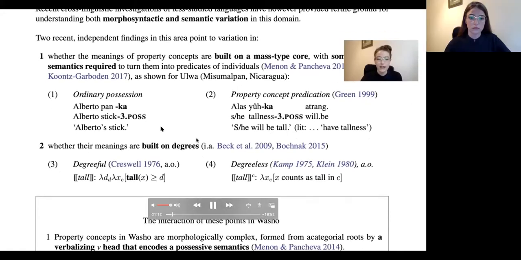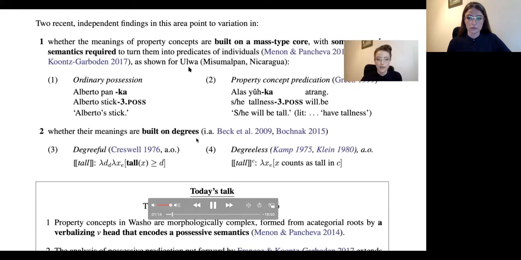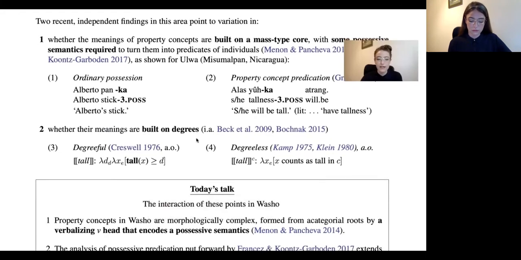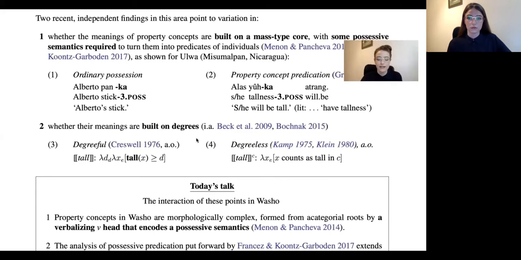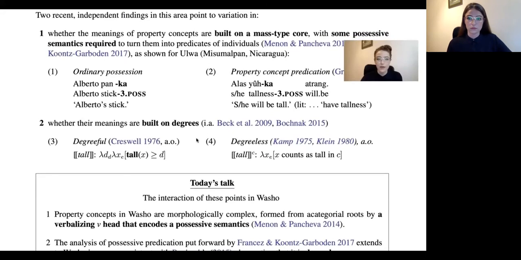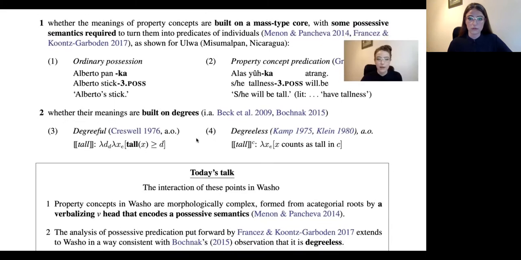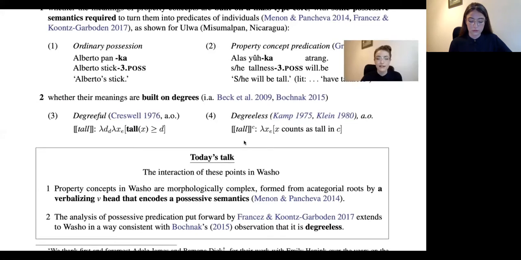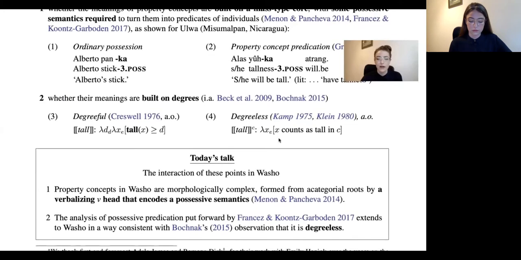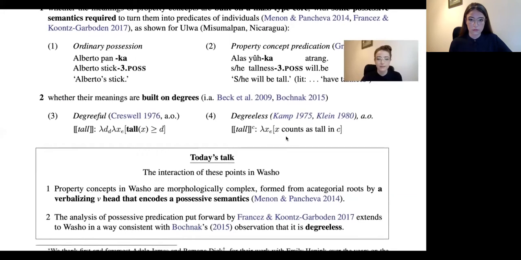The second point of variation is whether the meanings of property concepts are built on degrees. And this goes back to a classic division in what is taken to be the correct analysis of property concepts. So on the one hand, it's been argued that property concepts make reference to degrees in their denotations, as you see here in 3. And on the other hand, it's been argued that rather than making reference to degrees, adjectives such as tall simply denote context-sensitive individuals. Right, so as you see here in 4, what it means to be tall is to count as tall in a particular context.